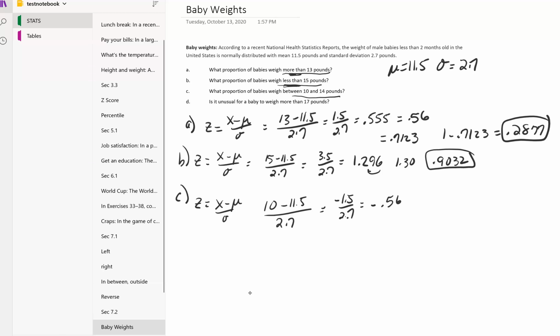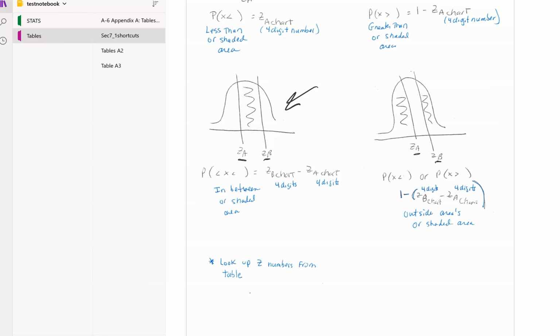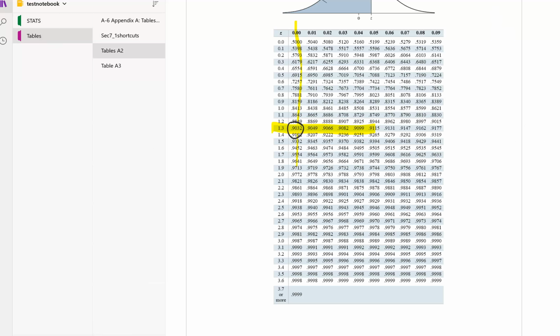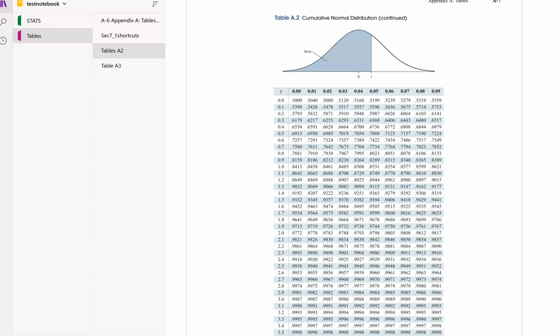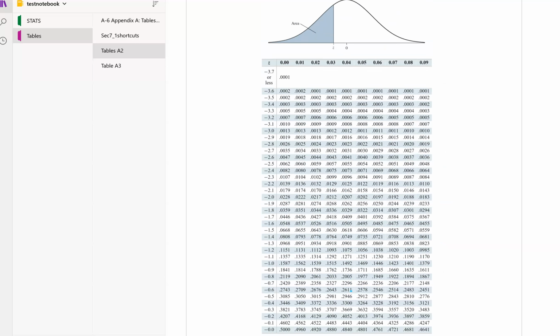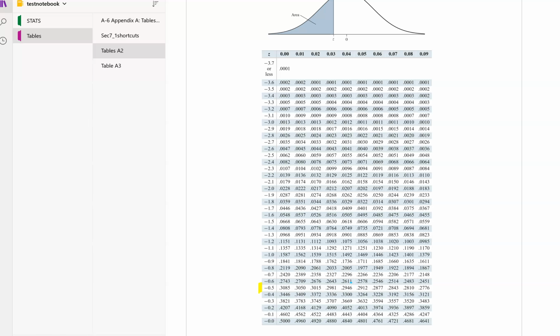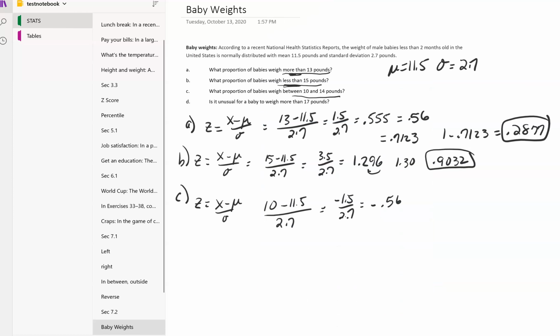0.56. I'm just going to look that up right now. So a minus 0.56. So I have to get to the negative side of the chart. Negative 0.56 is right here, 0.2877. So that's one number.